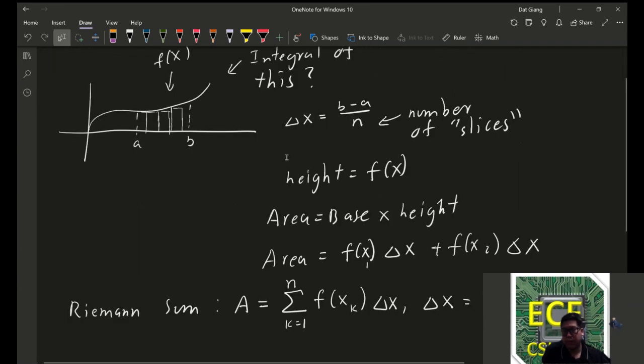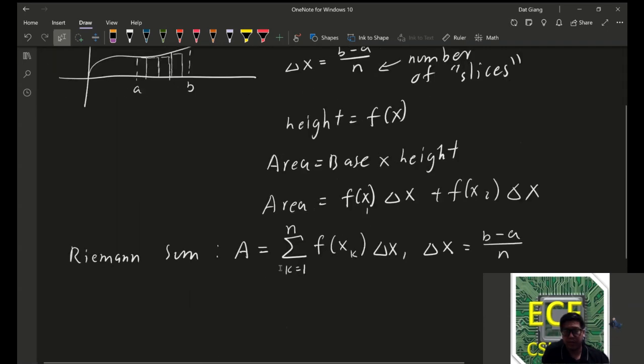In the next video, we'll be able to show how we can use this notation to expand into the notion of the integral. Thank you.